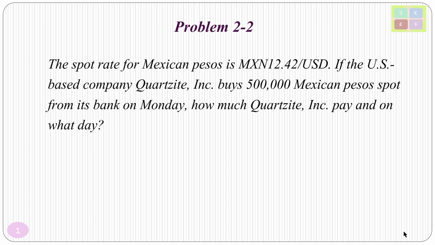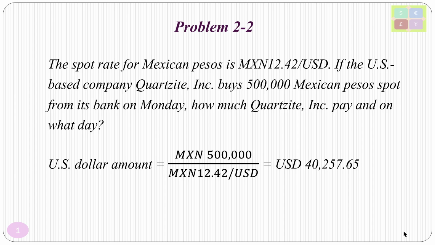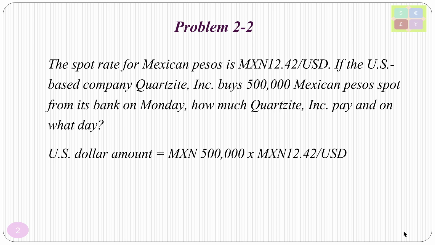So the best thing to do is to keep all the units of currencies in place when you are dividing or multiplying. For example, we have 500,000 Mexican pesos in the numerator, and we have the exchange rate in the denominator, 12.42 pesos per US dollar. And you can see here nicely that the Mexican peso cancels out in the numerator and the denominator. And since we have the dollar in the denominator of the denominator, mathematically it goes into the numerator, and we wind up with $40,257.65.